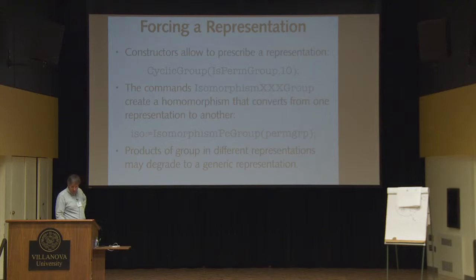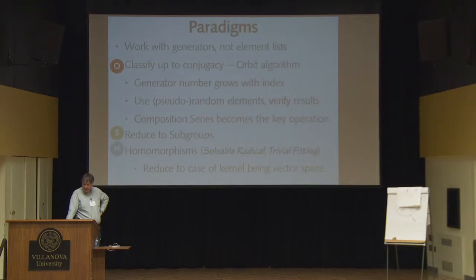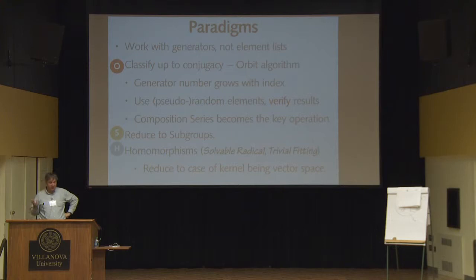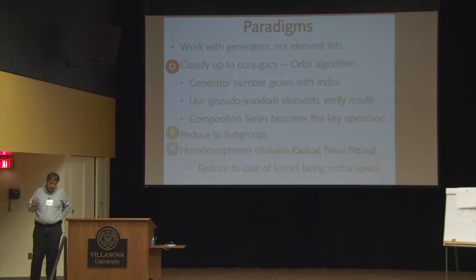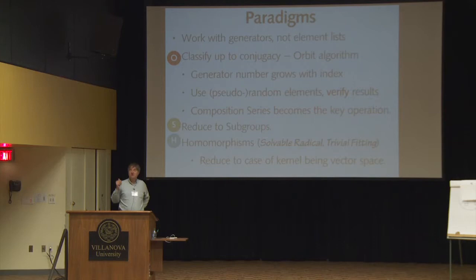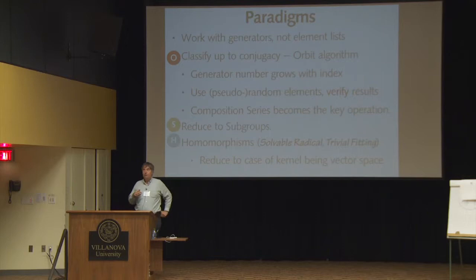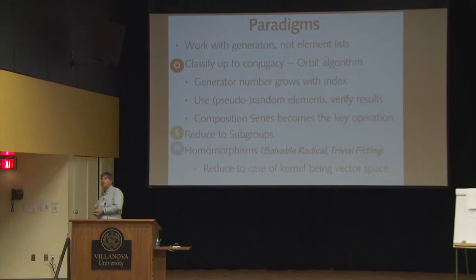And then, what do algorithms do? There are basically three paradigms they use. They try to classify things, not everything, but they classify up to conjugacy, and that is the orbit algorithm, and I'll talk about this in a little moment. The orbit algorithm has a big problem, and the big problem is that the number of generators for a stabilizer, which it also calculates, grows with the index of the stabilizer. So in general, the number of generators grows with the subgroup index.